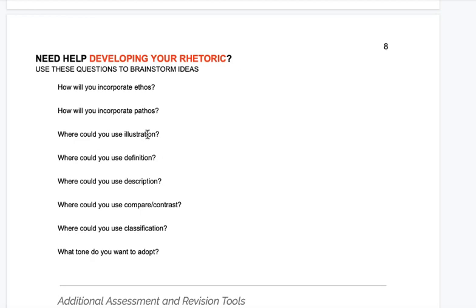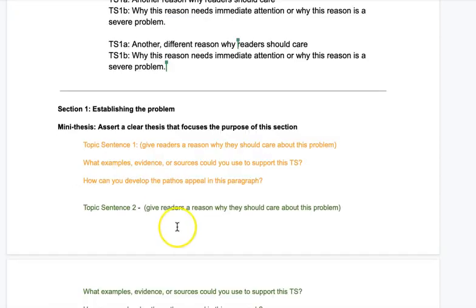Remember that essay that we read about Mac and the do not resuscitate orders? That author, Barbara Huttman, did a lot of description and illustration, and many people found that especially powerful. So you want to borrow those techniques when you're starting to develop this section. How are you going to develop that pathos appeal?